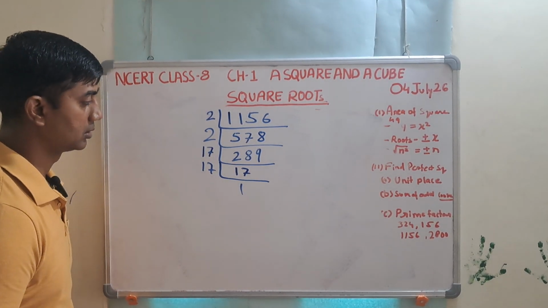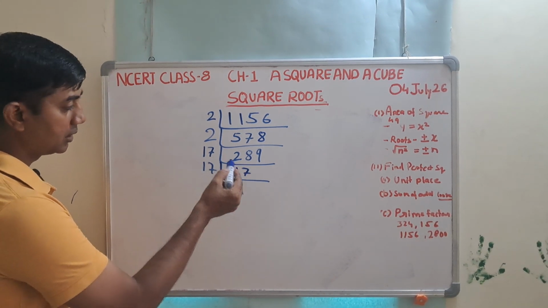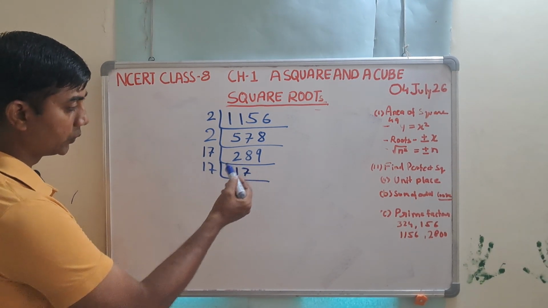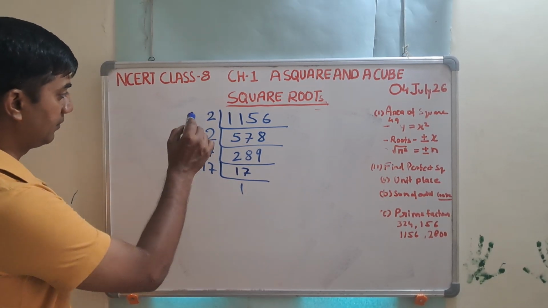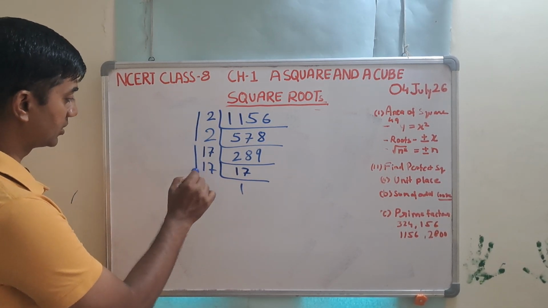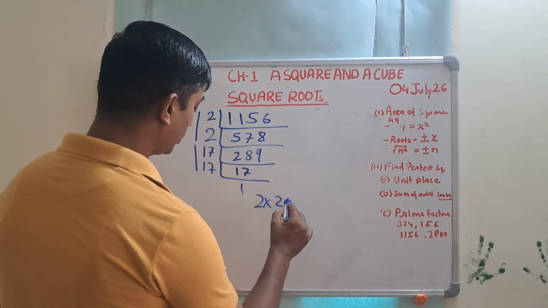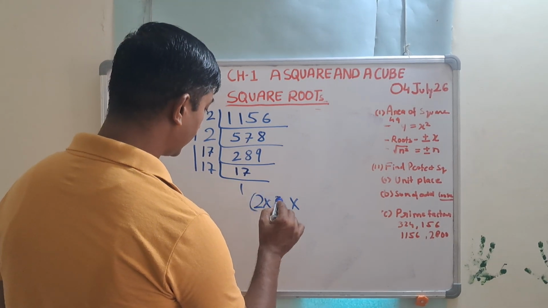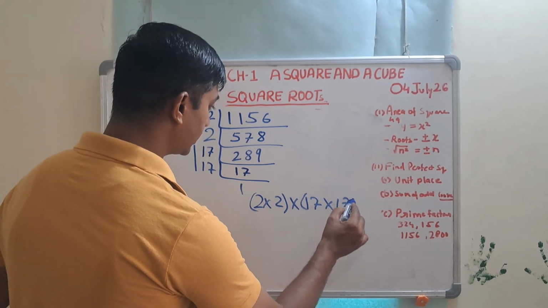Understood? Now we get this. 17 is the next prime number which divides 289. Now we will see how many pairs we have. 2 pairs. 2 into 2, this is one pair. 17 into 17, this is another pair.